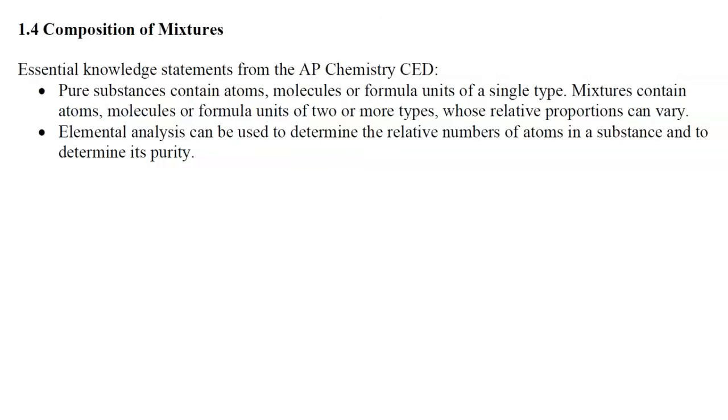Topic 1.4, Composition of Mixtures. Here are some essential knowledge statements from the AP Chemistry course and exam description. Pure substances contain atoms, molecules, or formula units of a single type. Mixtures contain atoms, molecules, or formula units of two or more types whose relative proportions can vary. Elemental analysis can be used to determine the relative numbers of atoms in a substance and to determine its purity.